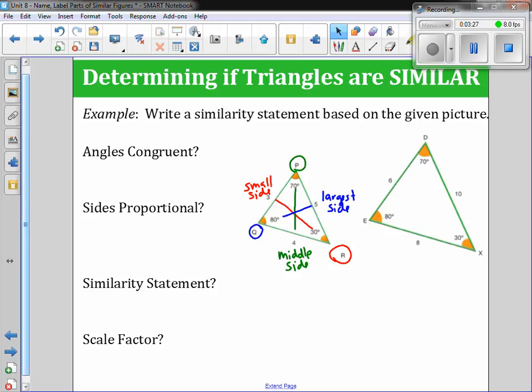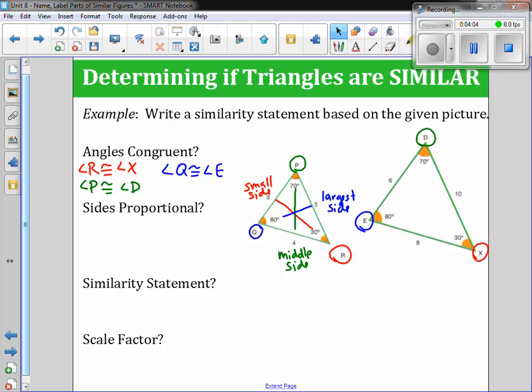And we can write our corresponding angles over here. Angle R corresponds with angle X. Angle P corresponds with angle D. And angle Q corresponds with angle E. So I can write my statements over here. Angle R is congruent to angle X. Angle P is congruent to angle D. And angle Q is congruent to angle E.